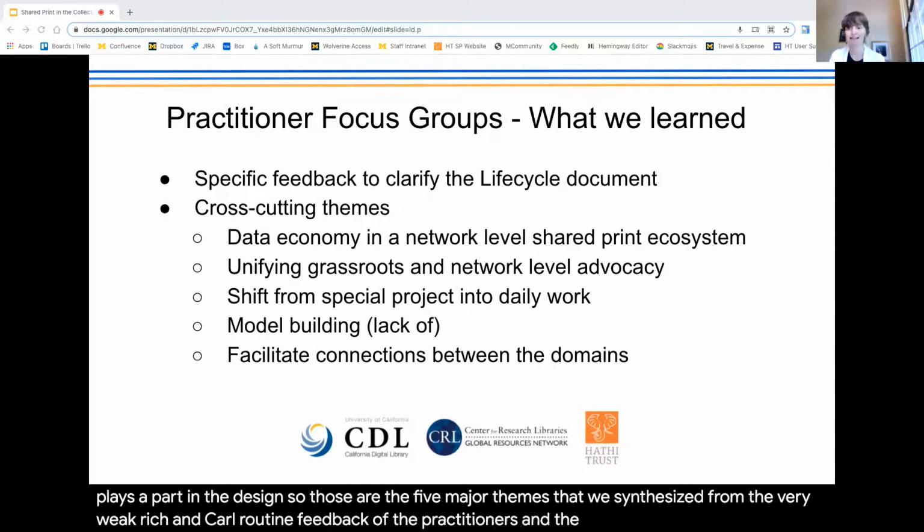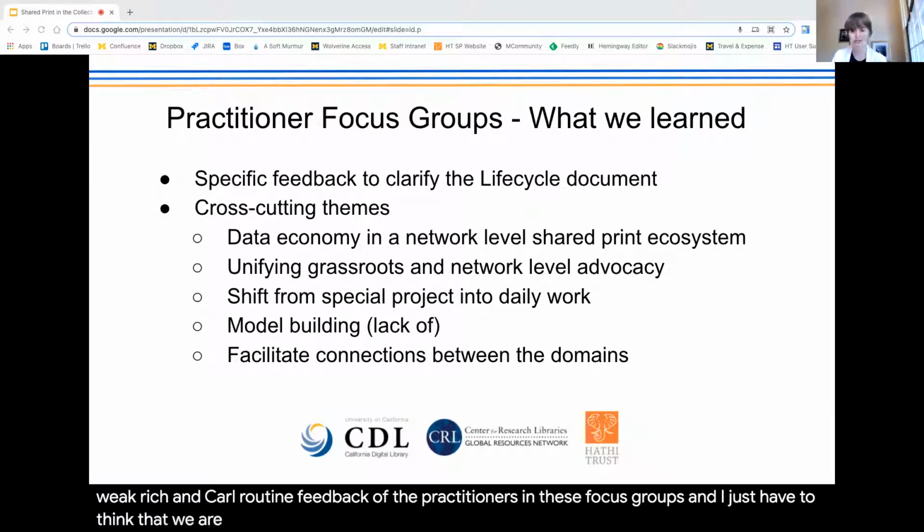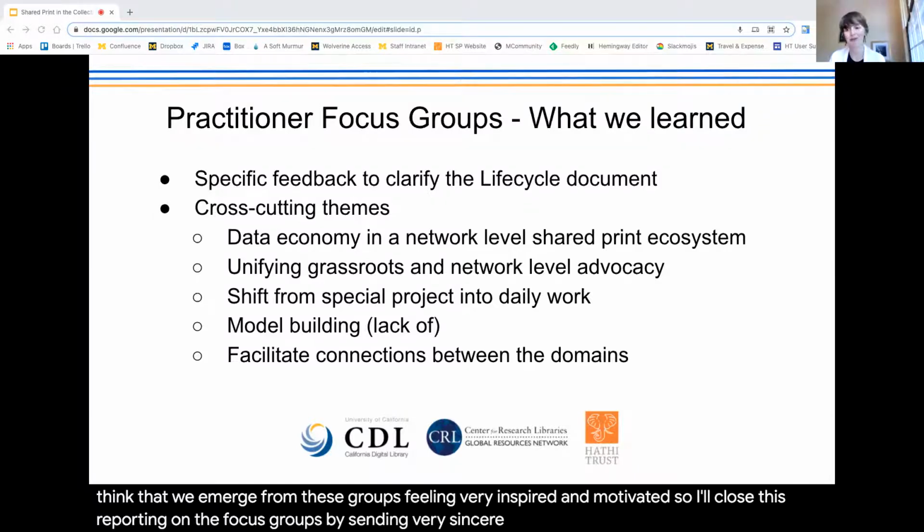And I just have to say that we emerged from these groups feeling very inspired and motivated. So I'll close this reporting on the focus groups by sending very sincere and grateful thanks to the participants.